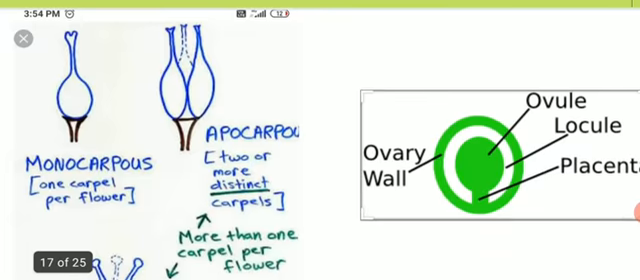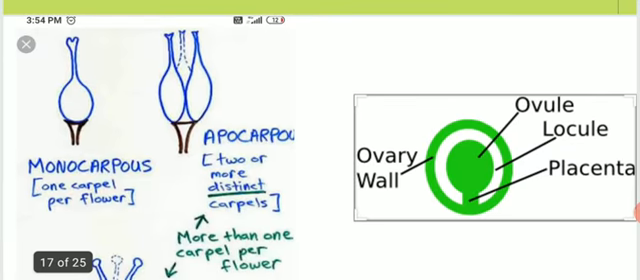So I was looking for this picture. So placenta, you can see it is the ovary wall, like you can say it is a fruit. Then seed is present. The immature seed is called ovule, and this ovule is attached to the ovary wall with a small stalk-like structure. That is known as placenta.